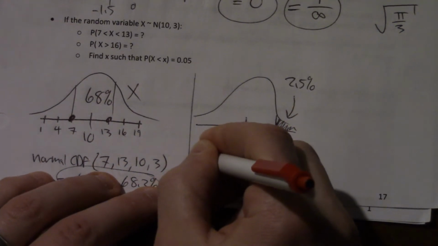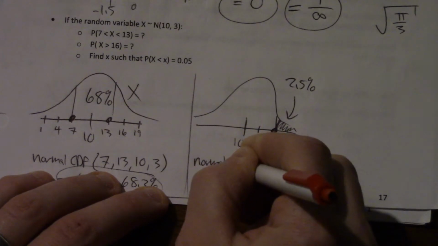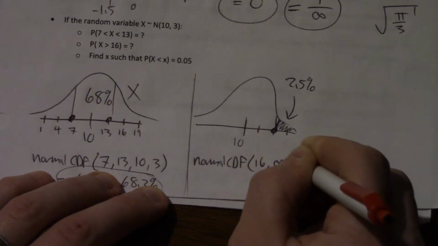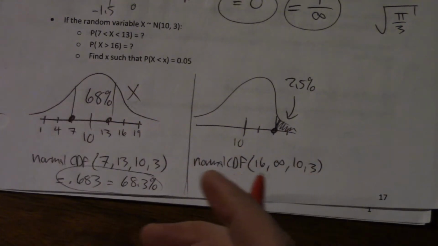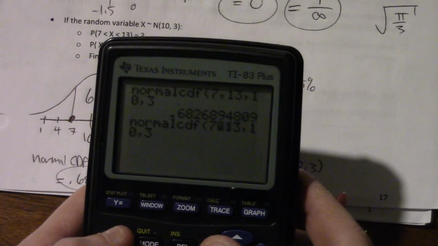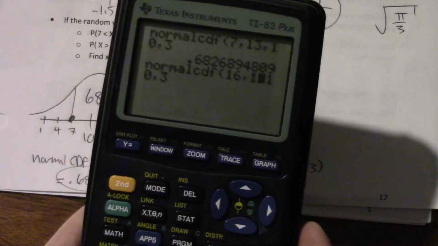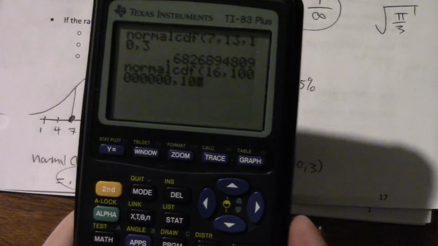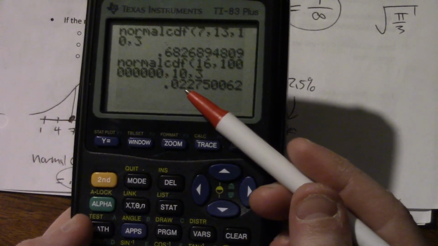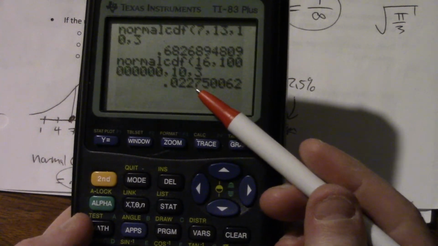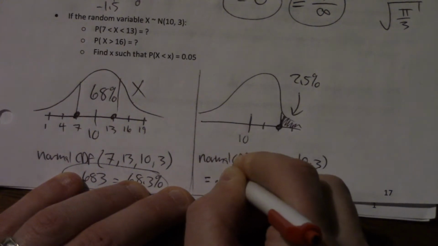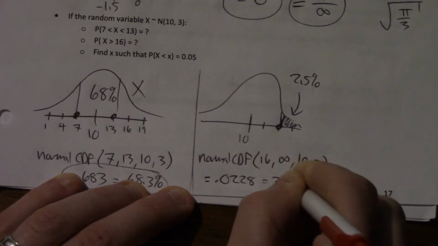And we can verify that again. So we'll use normal CDF from 16 to positive infinity, mean of 10, standard deviation of 3. And you get a little less than 2.5. 0.0228, I guess we could call it, which is 2.28%.